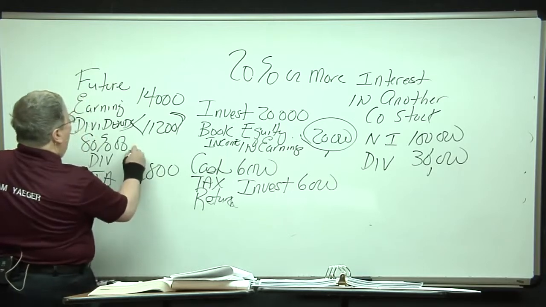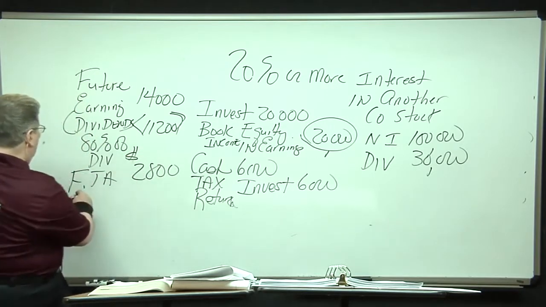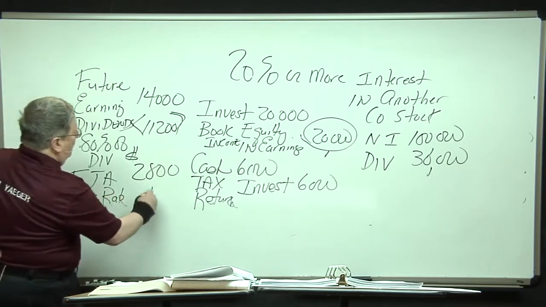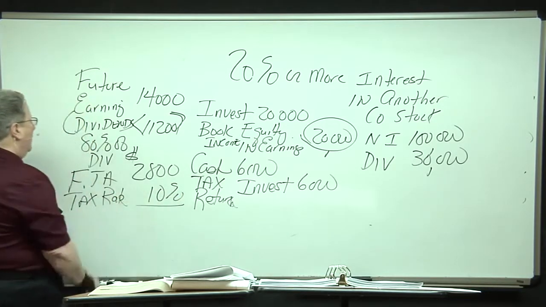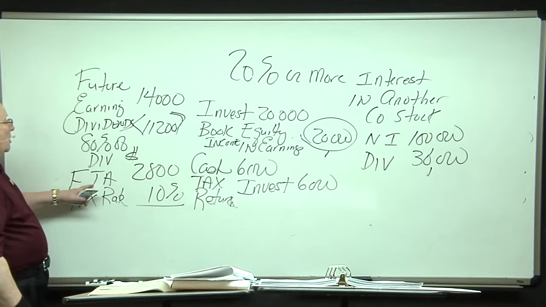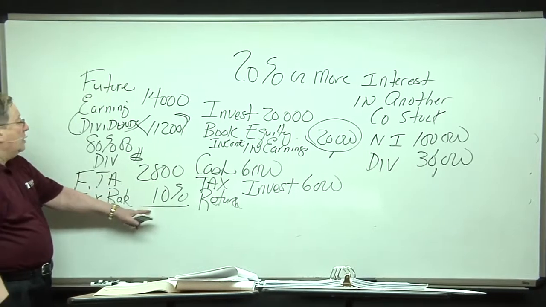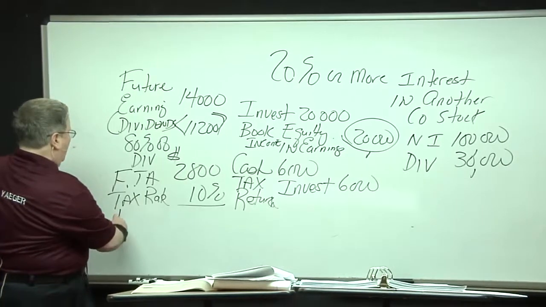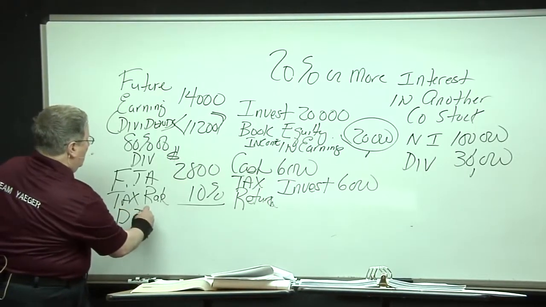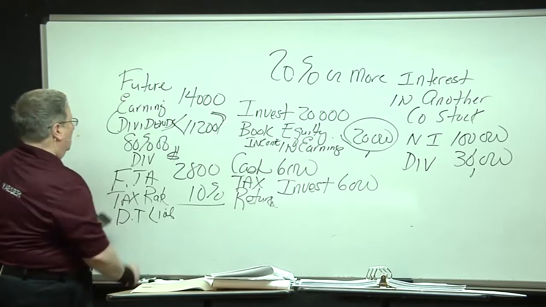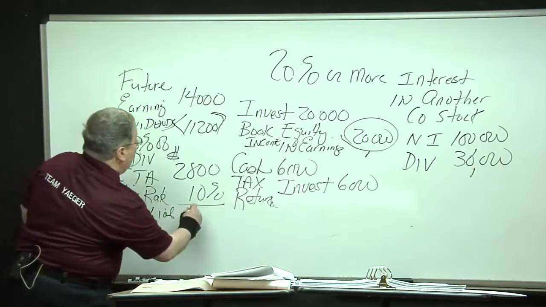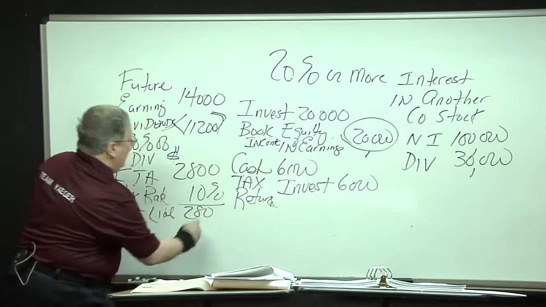Now let's assume the tax rate in the future, this is never going to happen, the tax rate is going to be 10%. So what do we know? Future taxable amounts times future tax rates give us what? A deferred tax liability. Future taxable amounts times future tax rates gives us a deferred tax liability of $280.